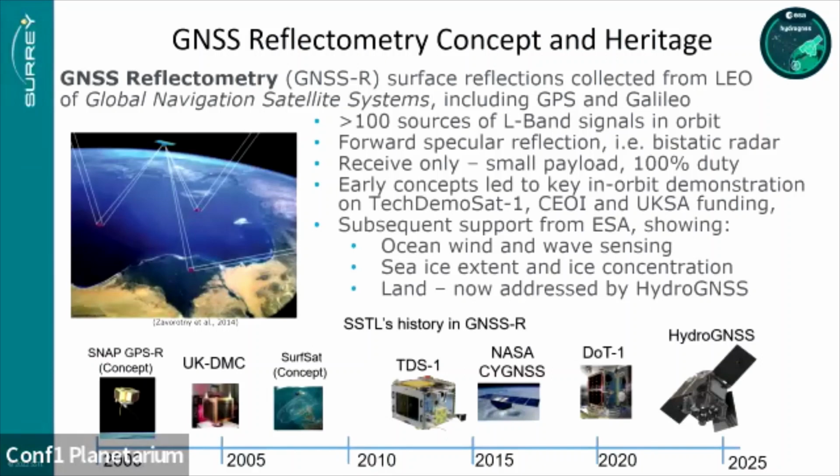So it's a kind of low-cost radar where you don't need the transmitter. You just need the GNSS receiver on board. So it's possible to host on a small satellite, and it's possible to run with 100% duty.